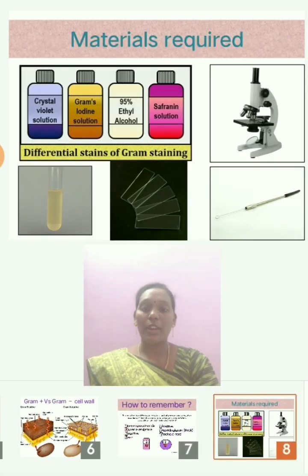So the materials required for this: you need crystal violet, gram's iodine, ethyl alcohol, and safranin. Then you need a microscope.